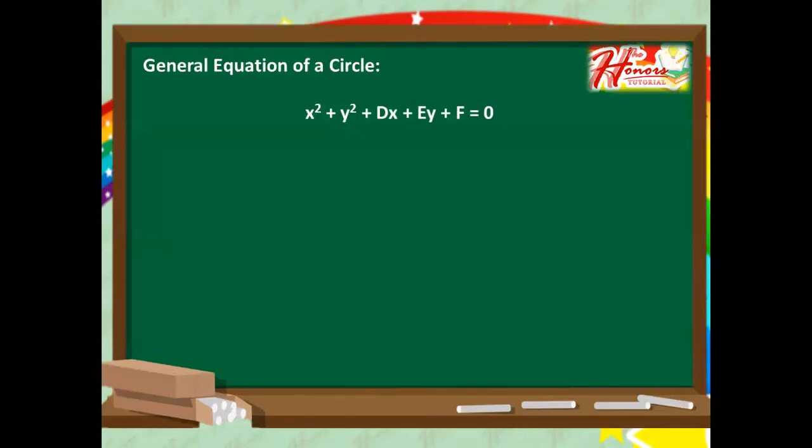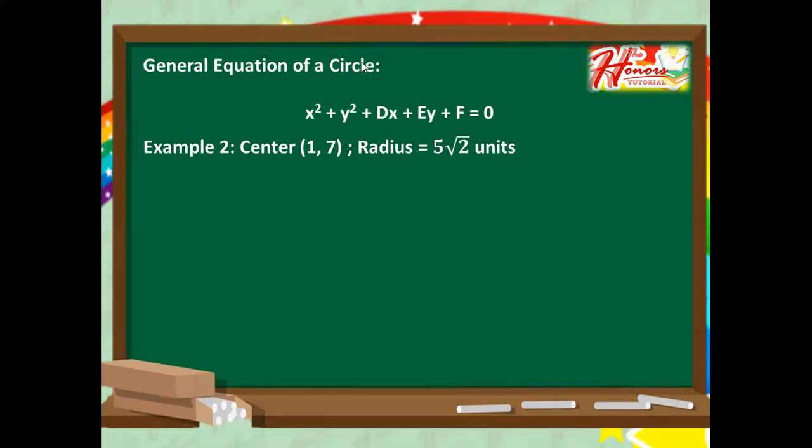So here is our general equation of a circle, and that is x squared plus y squared plus dx plus ey plus f equals 0. And here is our example. We have here our center located at (1, 7). We have here our radius, and that is 5 square root of 2 units. So let's solve for this.